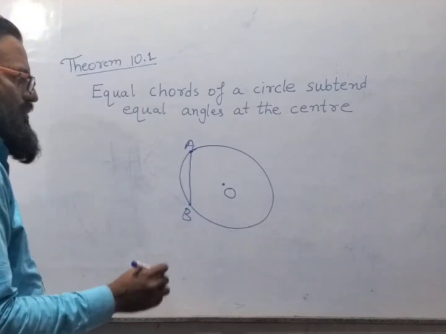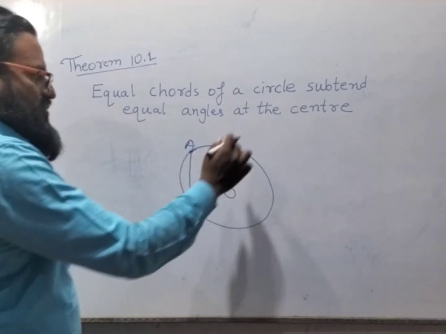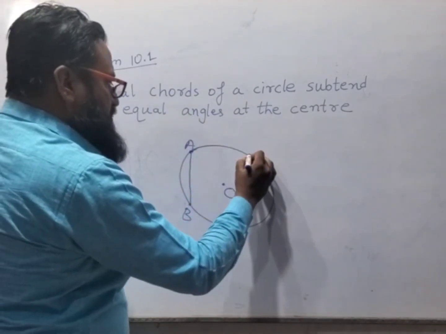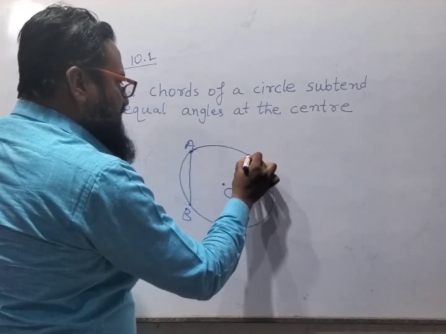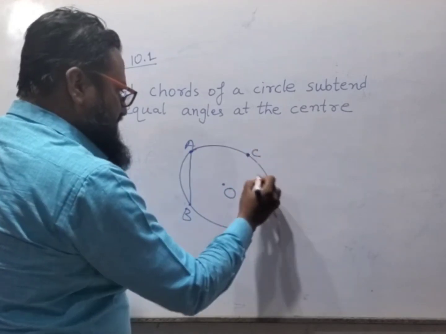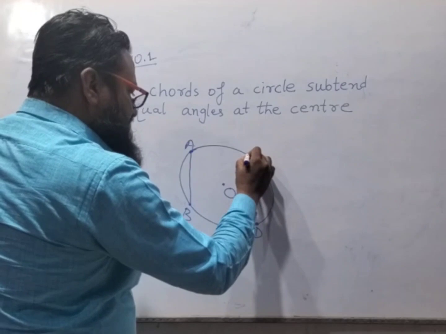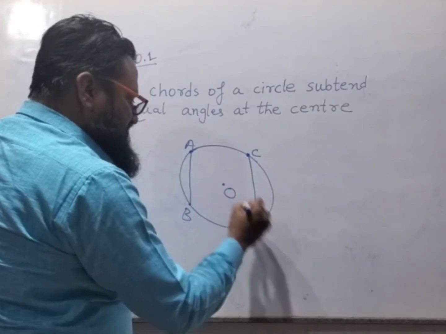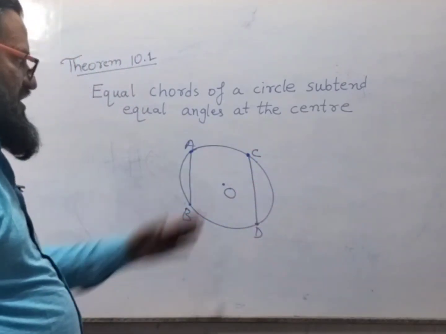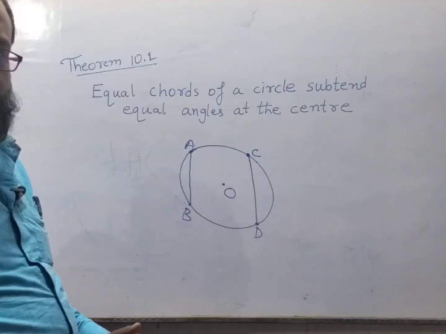Here we have to draw one more chord. Then take one more point, here take point C, and suppose this is the point D. Join these points, this is another chord, the name is CD. Okay, understand?